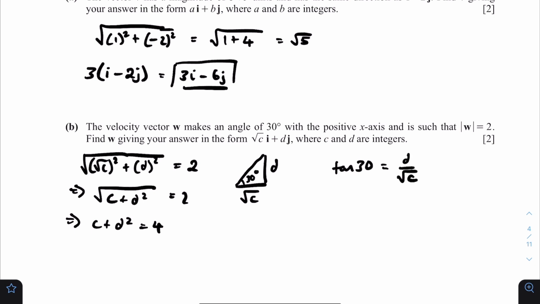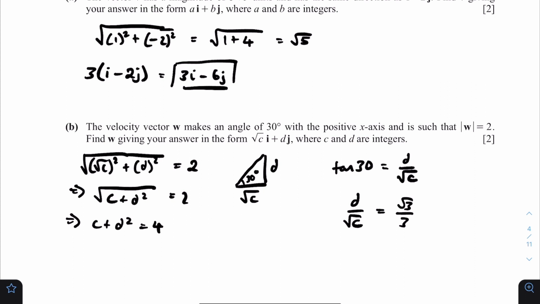So we can actually put in tan 30 and see what the result is, just so we know what we're working with. So tan 30 is the same thing as, if we just draw the triangle, 30, we have root 3, 1, 2. So tan 30 is root 3 over 3. So d over root c is equal to root 3 over 3.